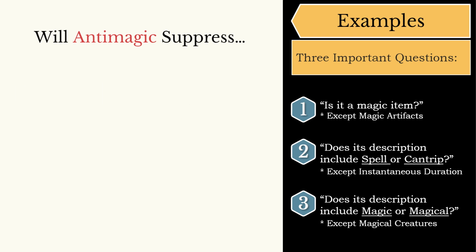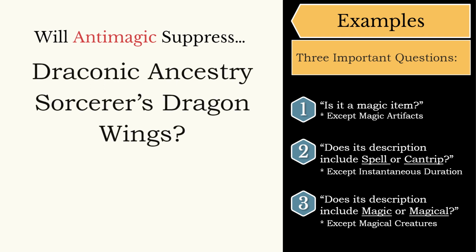What about draconic ancestry sorcerer dragon wings? No, these would not be affected by anti-magic either. Although sorcerers cast spells, the description for dragon wings does not mention magic or spells, therefore a draconic ancestry sorcerer can use dragon wings freely while inside an anti-magic area.